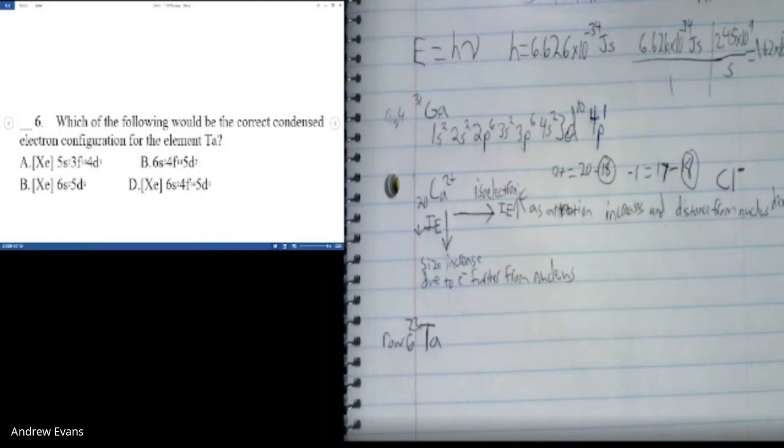So the correct answer is answer D. Xenon, 6s2, 4f14, 5d3.